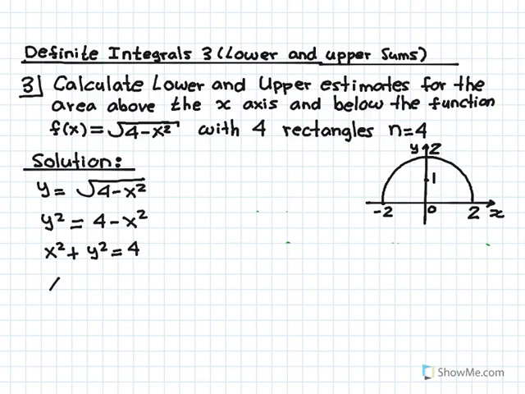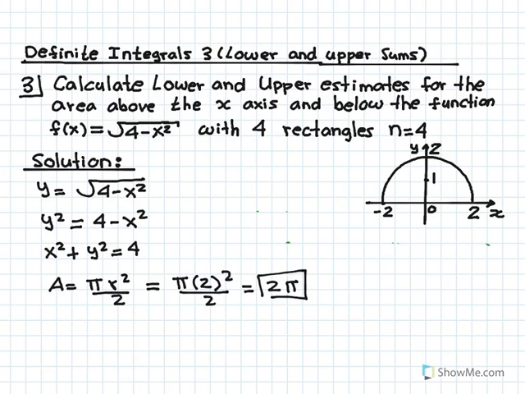The area of this circle is going to be pi times radius squared divided by 2. But the radius is just 2. So that's pi times 2 squared divided by 2. That's going to be 2 pi. So basically, we're trying to get an upper and lower estimate for the shaded area that we have here. Let's shade that in. So basically, we're getting an estimate upper and lower for this shaded area.